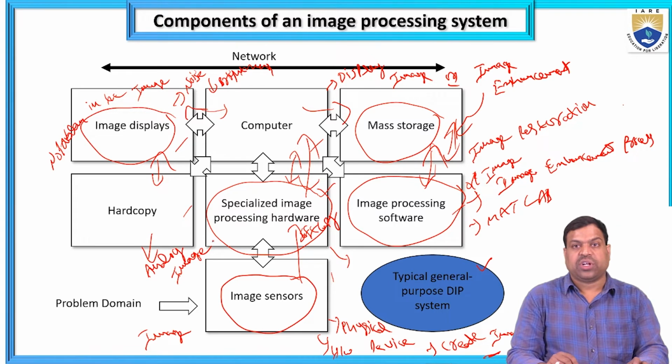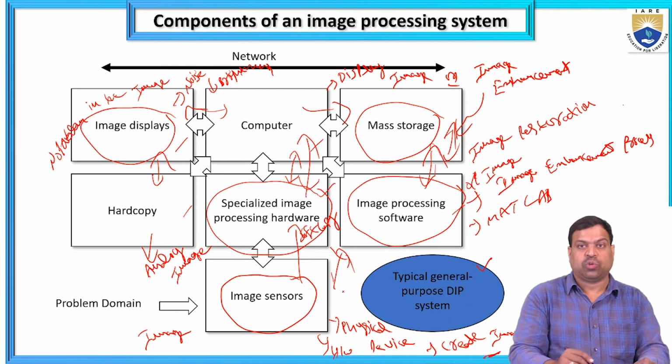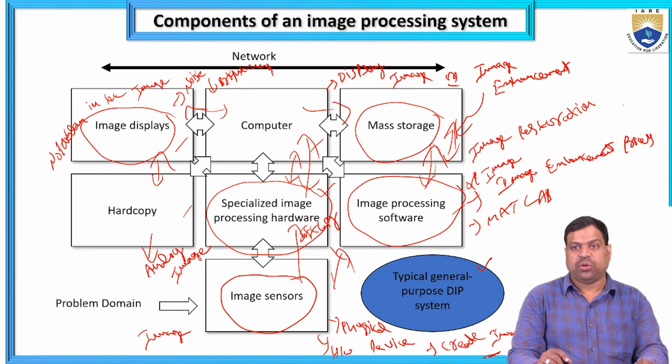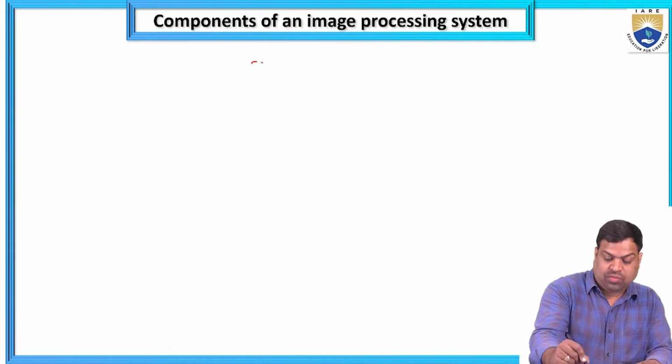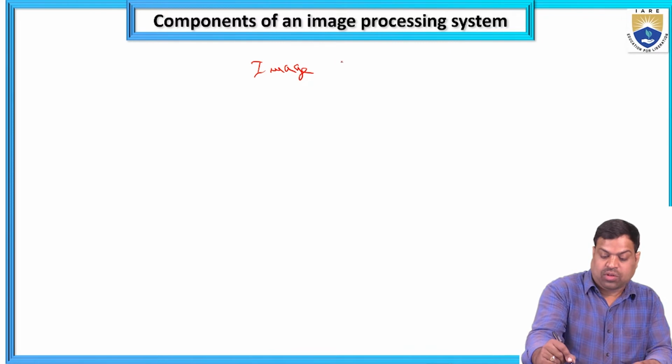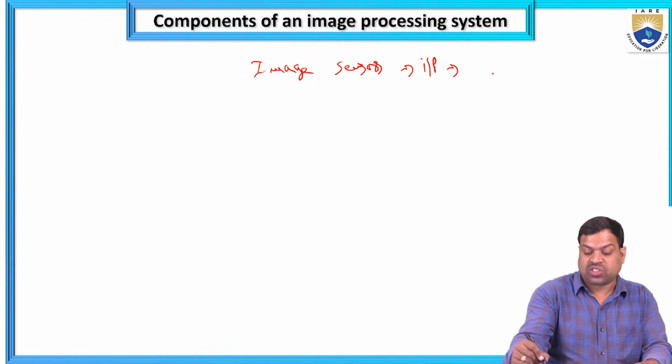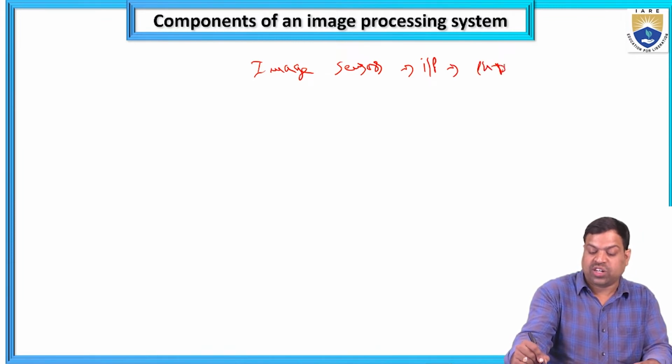Hard copy is nothing but an analog image. So a digital image is converted to an analog image. The output is an analog image, or an analog image is converted to a digital image. But here, what do we need? Image sensors as an input, but it is a physical device.